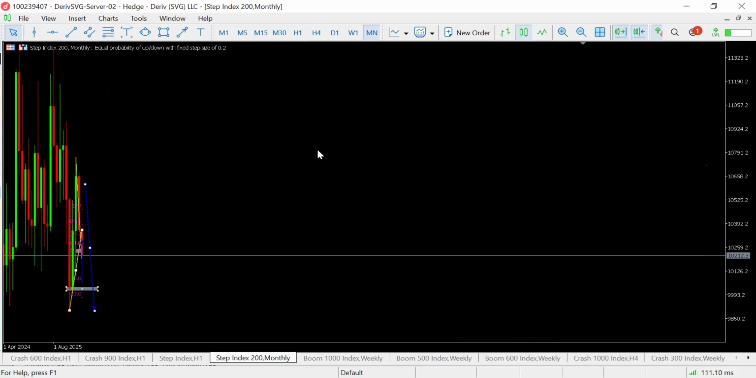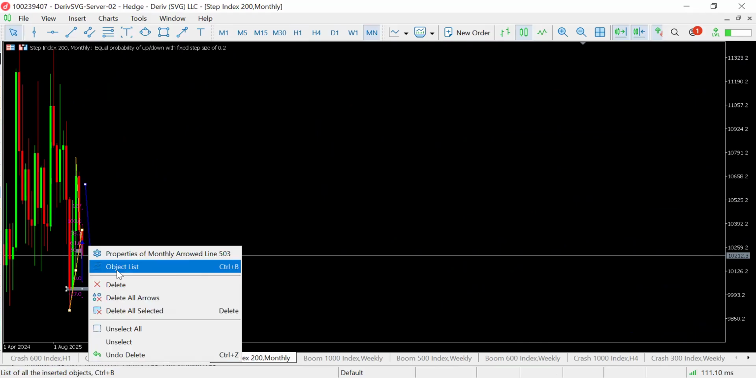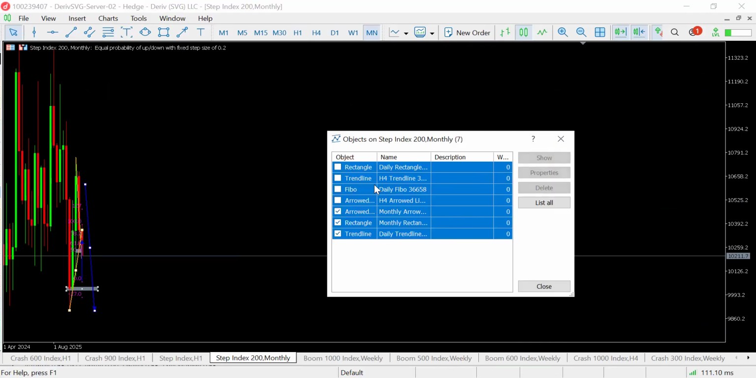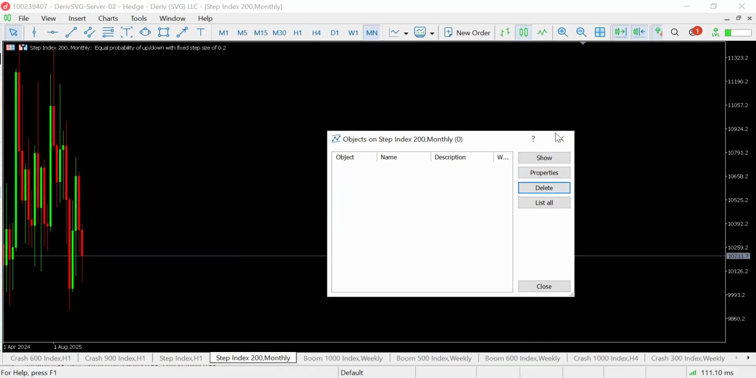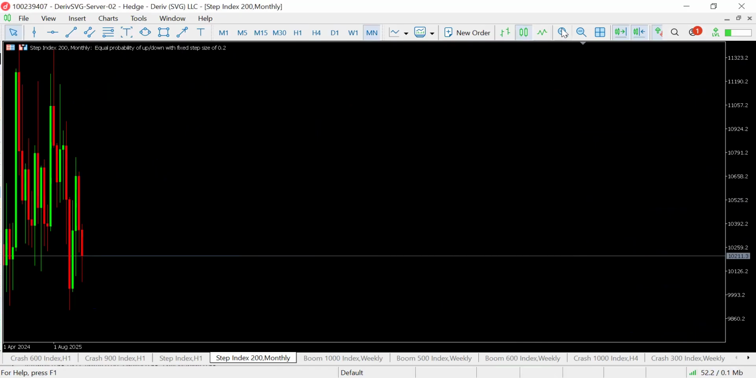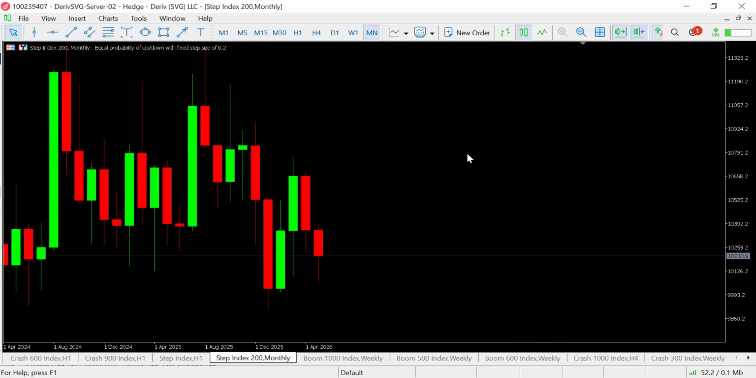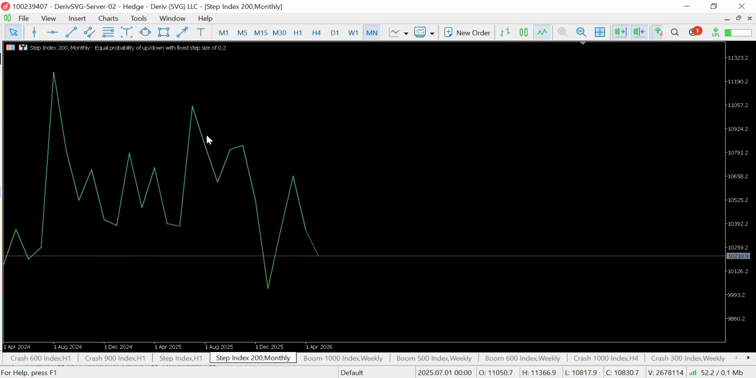We'll go to the monthly time frame. Let me take out every other thing here. So let's quickly do this. For Step Index 200, you can see the chart. Unlike others that we've been seeing fine prints, this is kind of choppy.